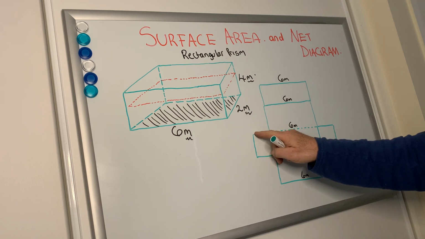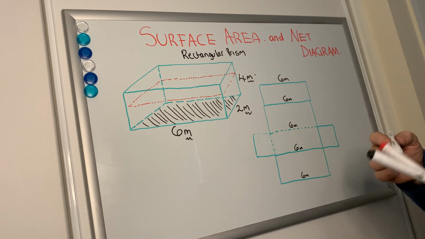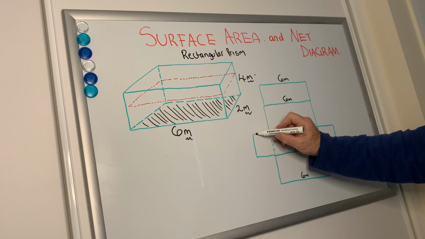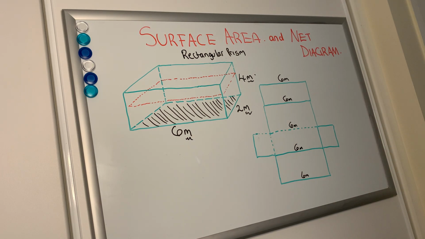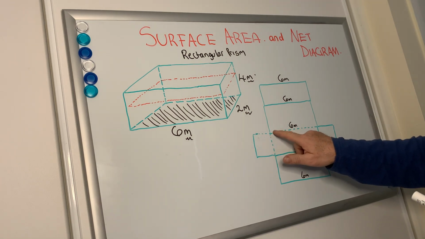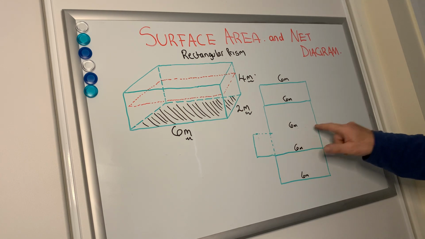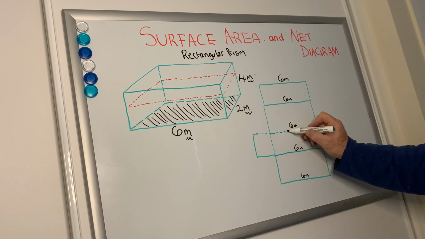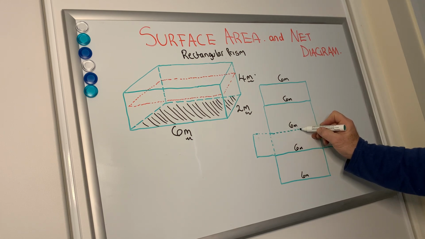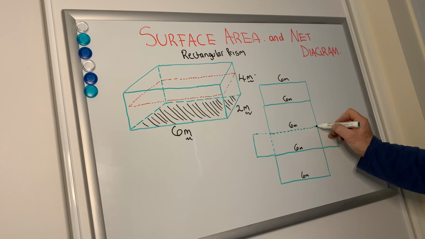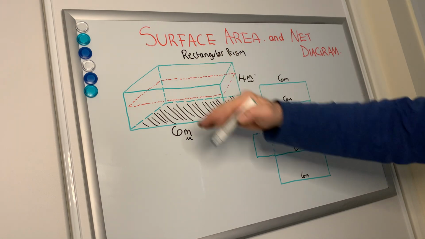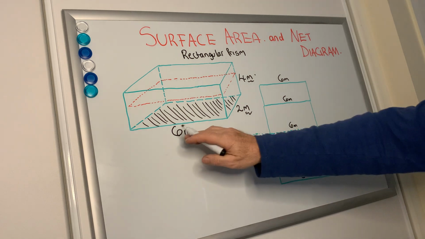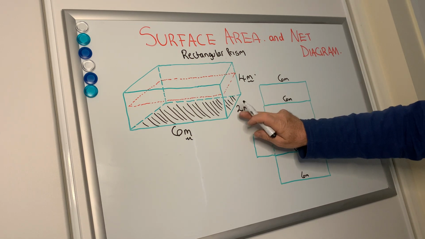Okay. Just one second. Okay, so what we've actually got now is we're drawing this net, so it looks as though we're unfolding that. Now, what we've got here is 6 meters. There's 6 meters there. There's a width of 2 meters.